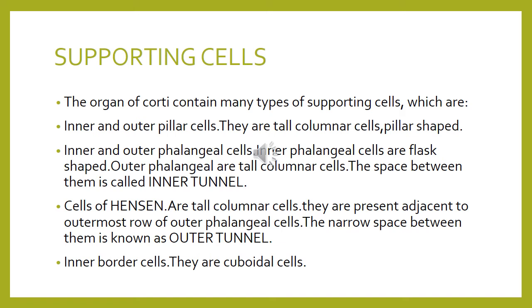Now coming over to the cells of Hensen, they are tall columnar cells, and they are present adjacent to the outermost row of the outer phalangeal cells. The narrow space between them is called the outer tunnel. Now make it clear that the outer tunnel is present near the cells of Hensen and the outer phalangeal cells, while the space between the inner and outer pillar cells is the inner tunnel.